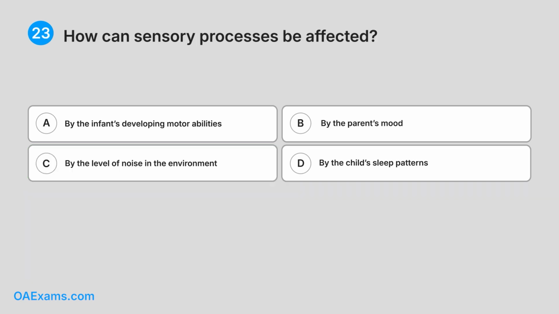23. How can sensory processes be affected? A. By the infant's developing motor abilities. B. By the parent's mood. C. By the level of noise in the environment. D. By the child's sleep patterns. Can you guess the answer?